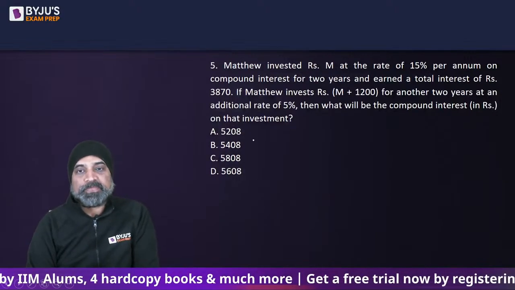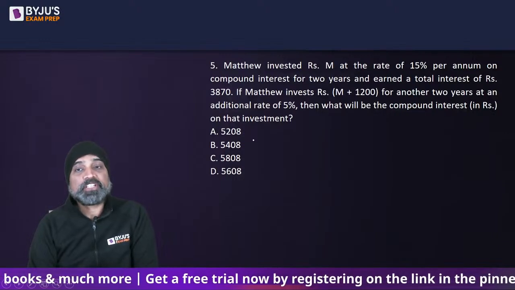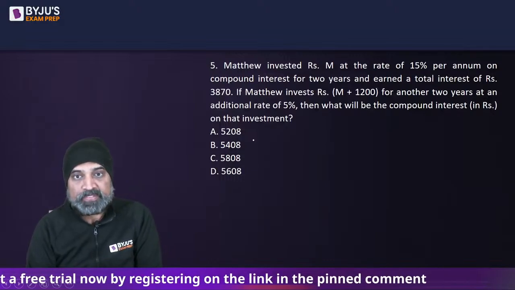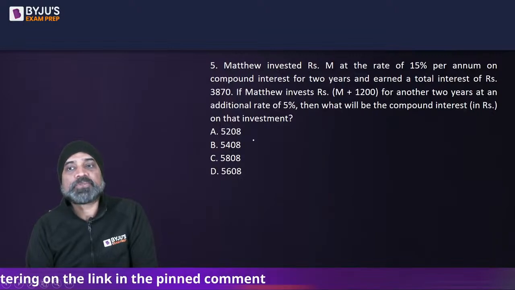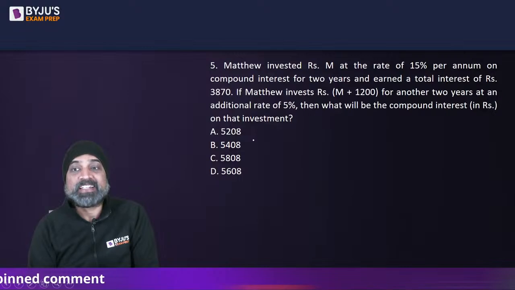Fifth. Matthew invested rupees M at the rate of 15% per annum on compound interest for 2 years and earned a total interest of rupees 3,870. If Matthew invested rupees M plus 1,200 for another 2 years at an additional rate of 5%, then what will be the compound interest on that investment?